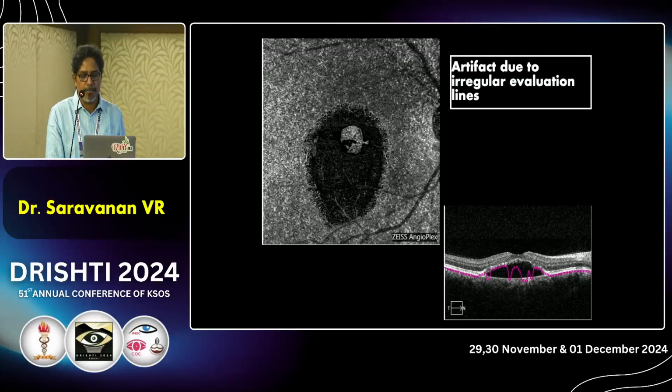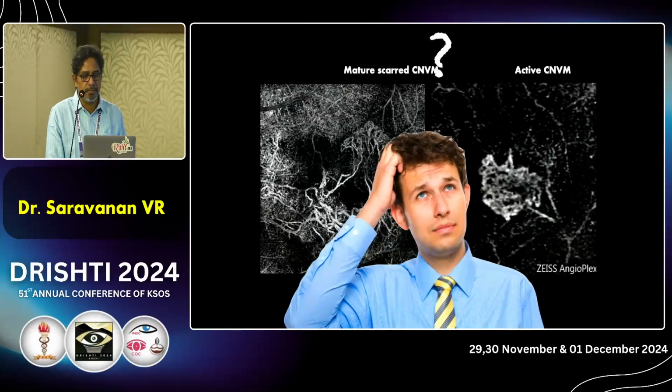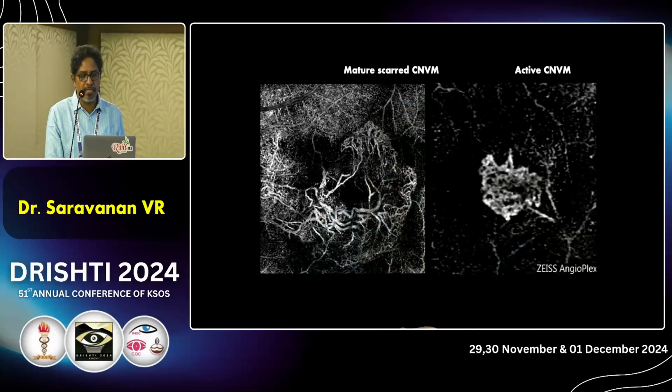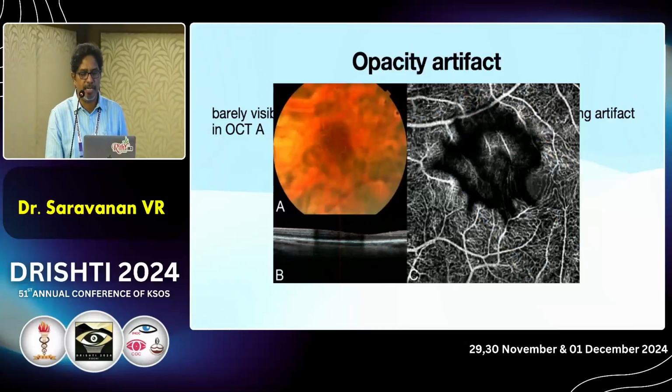And also you have multiple artifacts, fluid showing an artifact here. Again, OCTA will not show leakage. When you have a new network and a mature quiescent network or a new active network, it becomes confusing, because both will get picked up on OCTA, and you'll get confused whether to treat this patient or not, whereas the leakage will give you the idea of activity on doing a fundus fluorescein angiography.